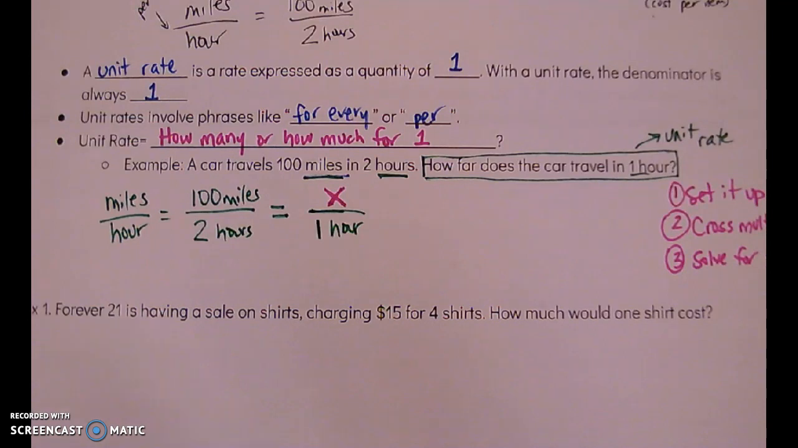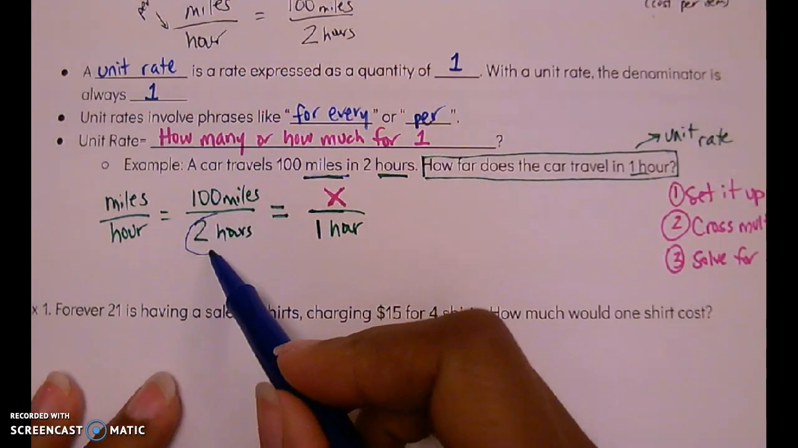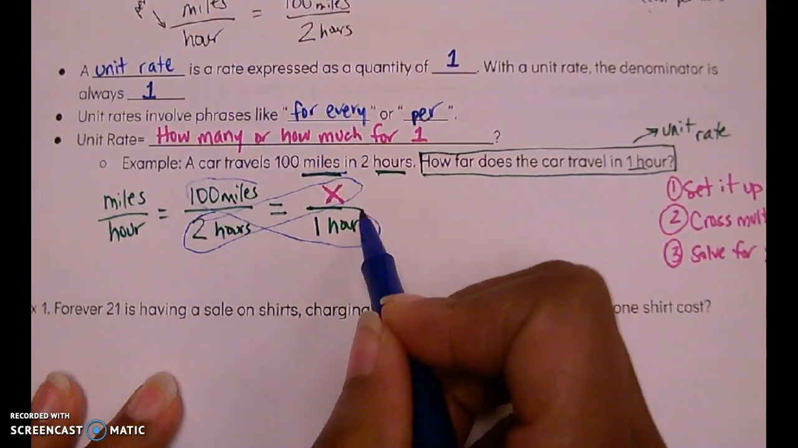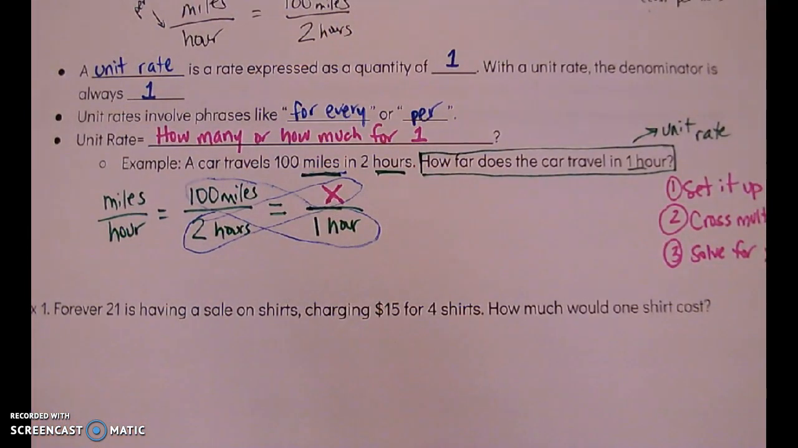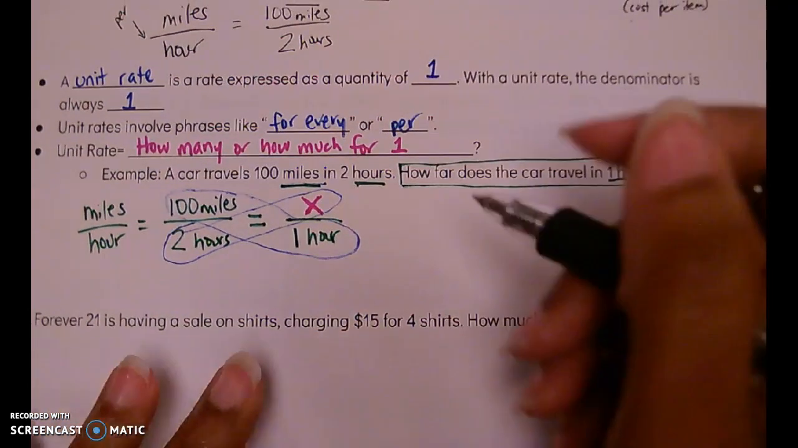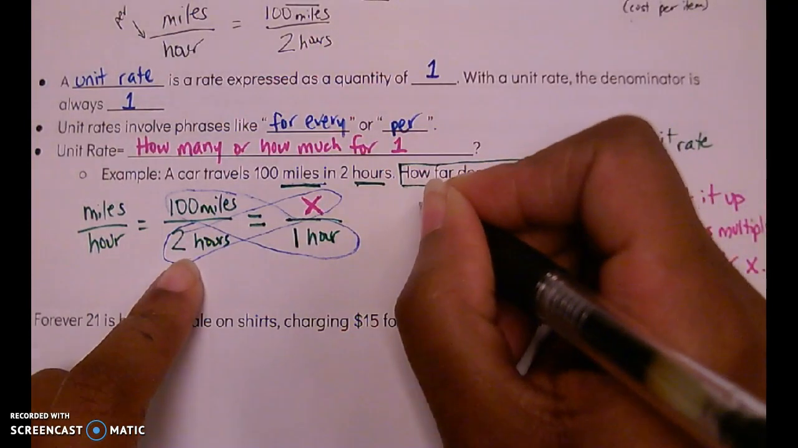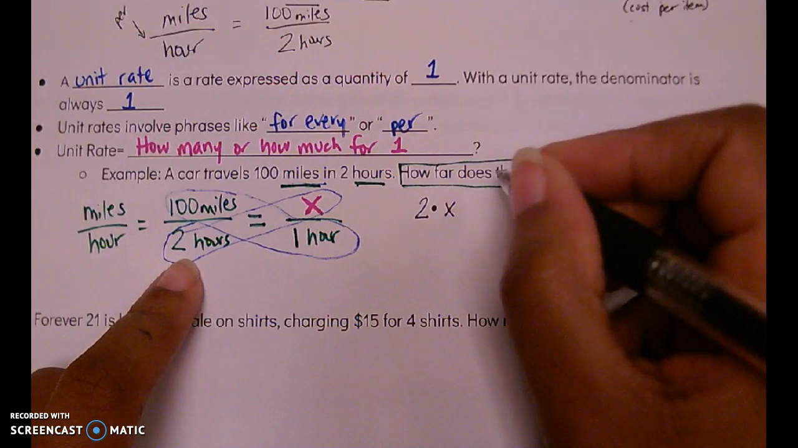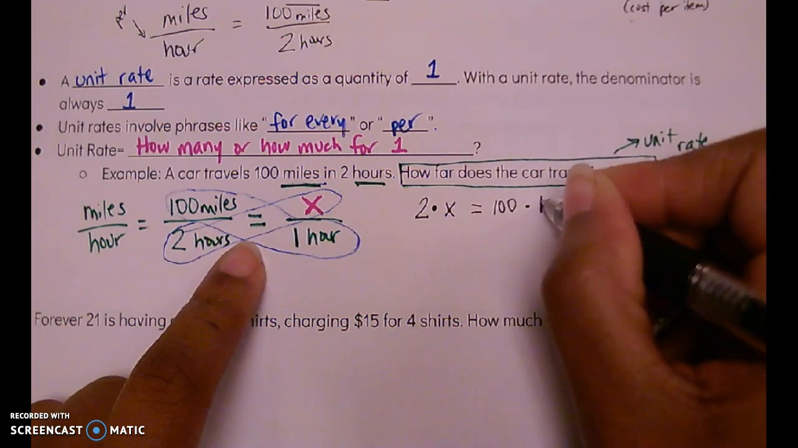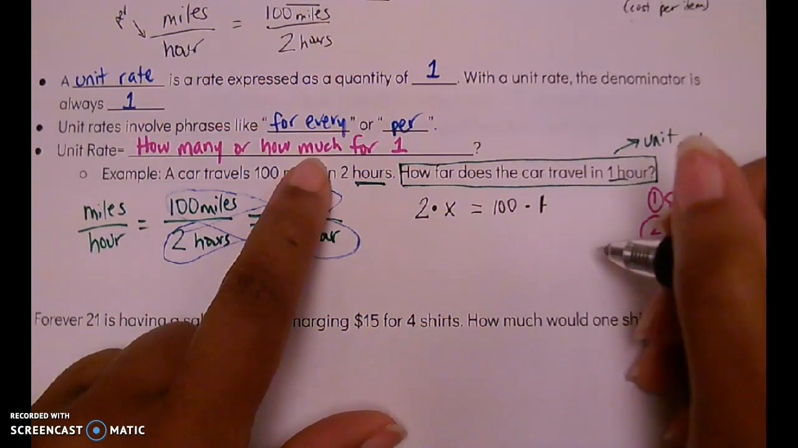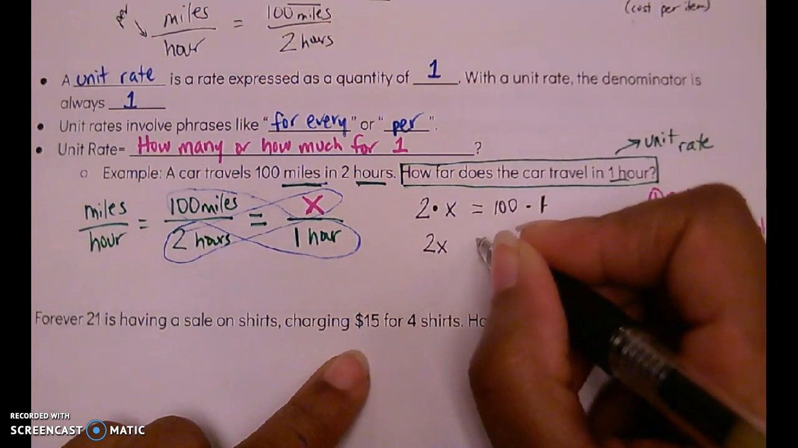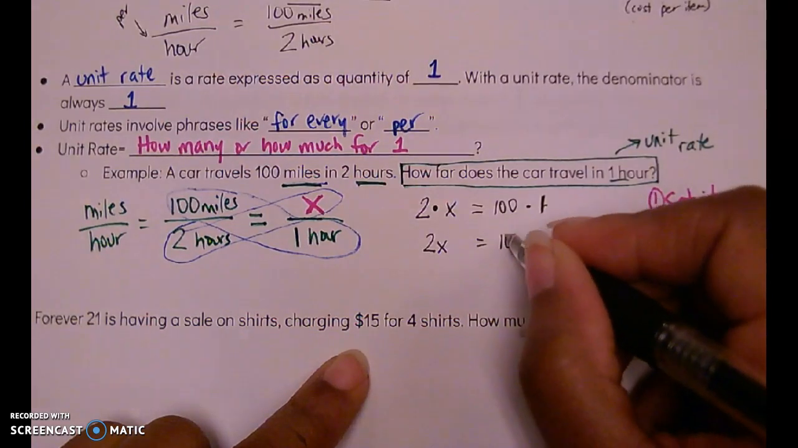The first thing we're going to do is cross multiply. So that means I'm going to take my pen, circle this together, and crisscross and circle that together. Okay? I'm going to come to the side so that it makes it easier to solve. So pretty much what I did was multiply 2 times x equals 100 times 1. So now I'm going to write that as 2x equals 100 times 1 is 100.